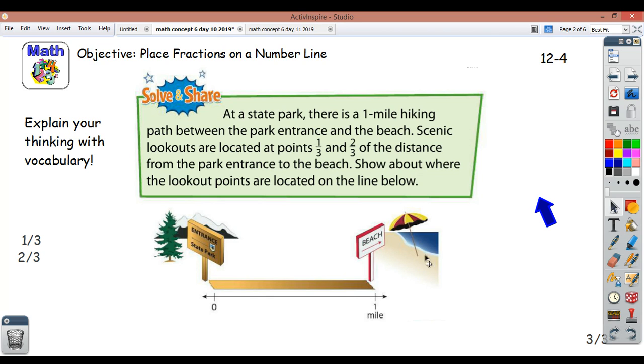And here's where I want you to pause the video and go to your solve and share for 12-4. Work out the problem, do your best, see what you can figure out. Don't submit it, don't close the window, because we'll come back to it later. So go ahead and pause the video now and work on solve and share.